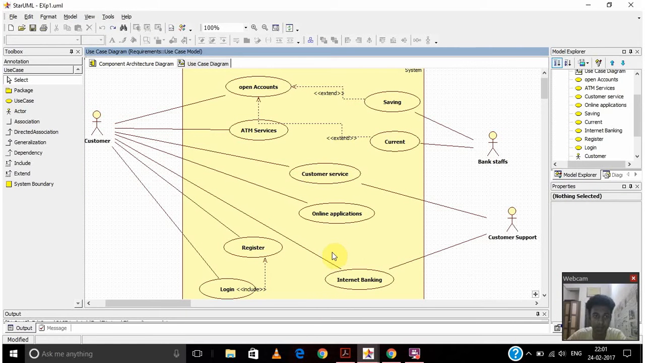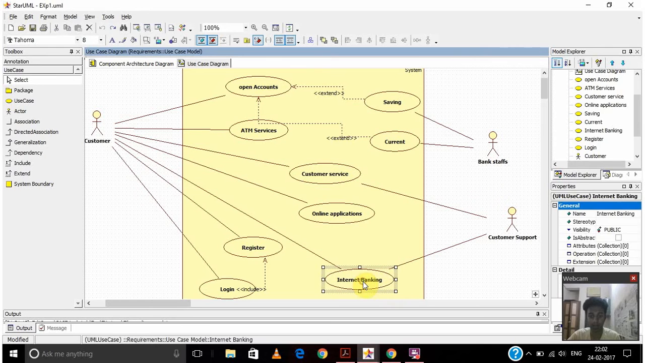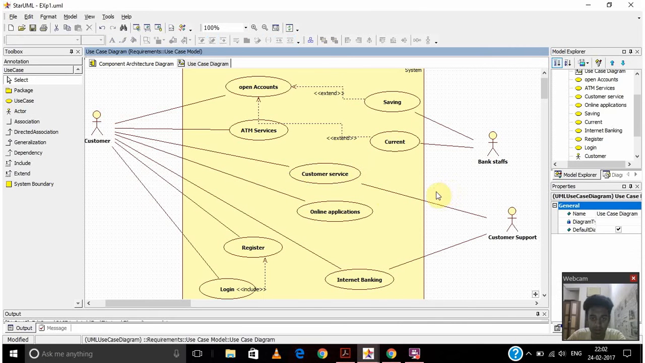This is my first experiment on the banking management system. Here I have three actors, namely customer, bank staff and customer support, and these are all my use cases. These are the functions of these actors, like open accounts. We can have savings accounts, current accounts. We can also have customer service help, ATM services, and online application help, where one can register and log in. You can also go for internet banking. These are the functions, and I have used extend and include here.